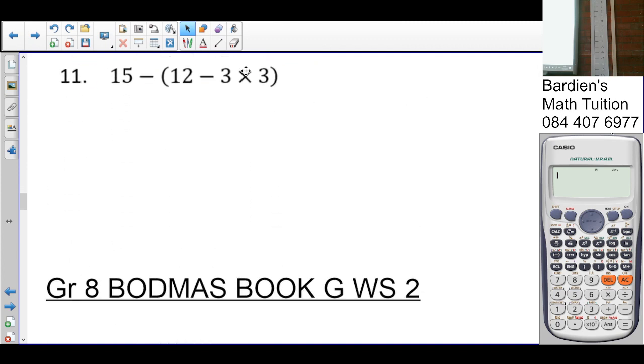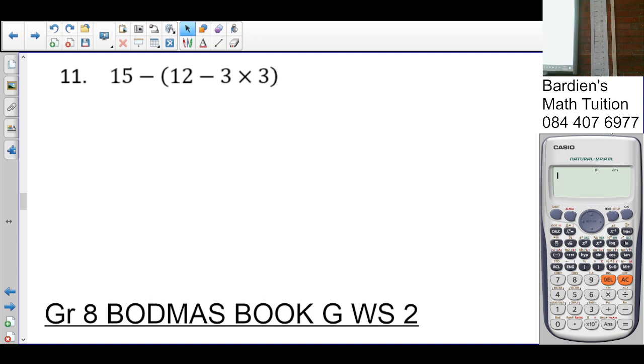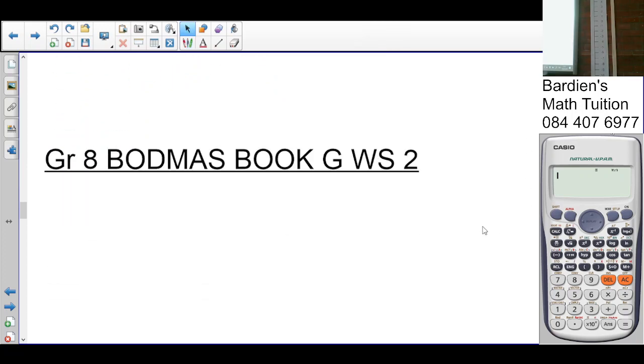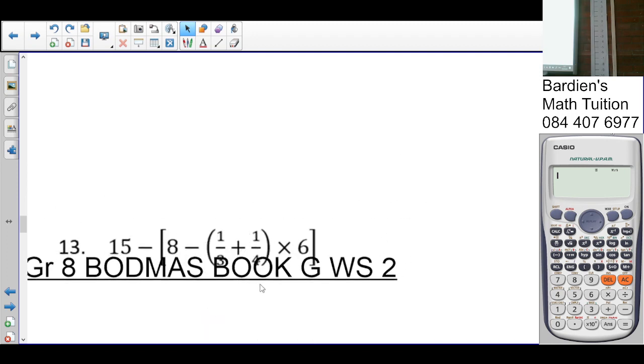Number 11. What needs to be done first? The brackets. Inside the bracket, multiplication first. So it's going to be 12, 3 times 3 is 9. What's 12 minus 9? 3. 15 minus 3? Okay. Next.